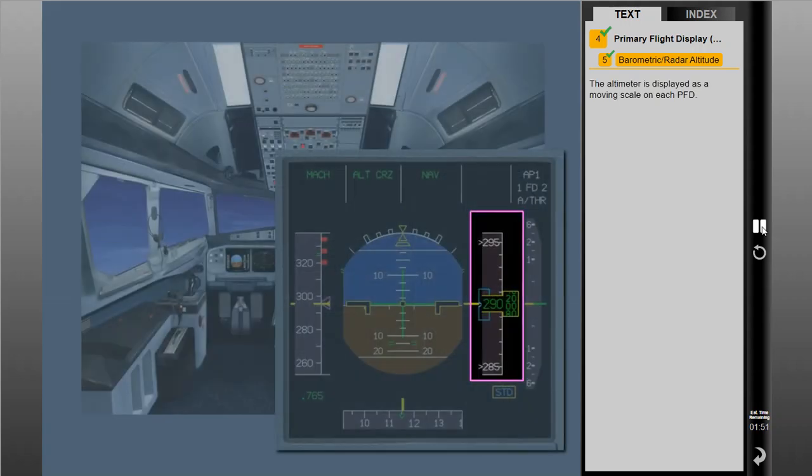The altimeter is displayed as a moving scale on each PFD. The aircraft's barometric altitude is displayed in the center of the scale. The altitude scale also displays target altitudes.